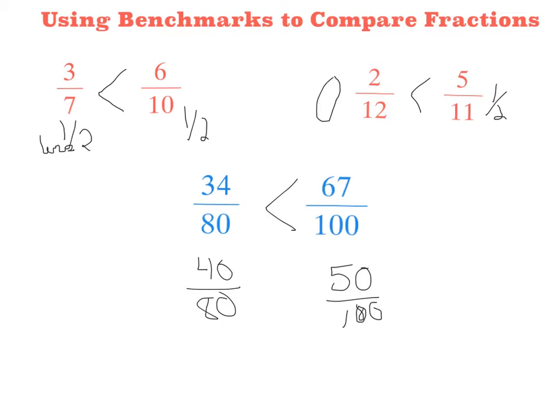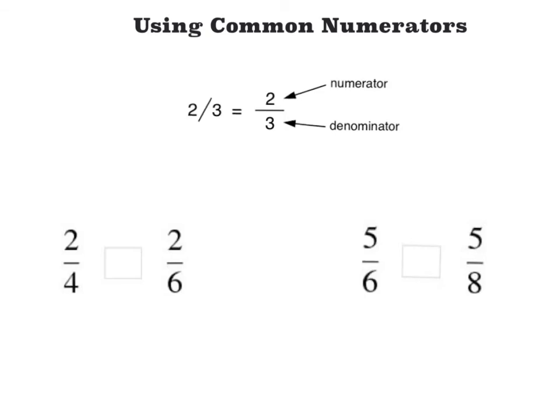So using those benchmark fractions, you can decide where is it closer to. Is it closer to 0? Is it closer to a half? Is it closer to 1? So for example, if I had 9/10, that would be one that is closer to 1 than a 0 or a half. Now we are going to look at the technique of using common numerators to compare fractions.